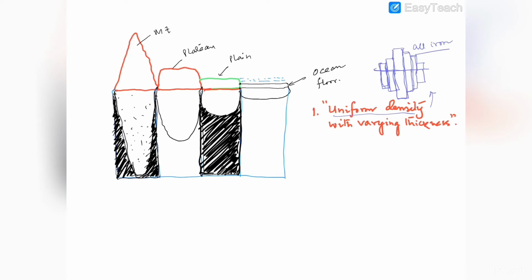And as the lengths are varying, so the weights are also different. And according to their weight, they have sunk into different depth. It has sunk up to this, it has sunk up to this, it has sunk up to this, etc. And you can see the same analogy here.